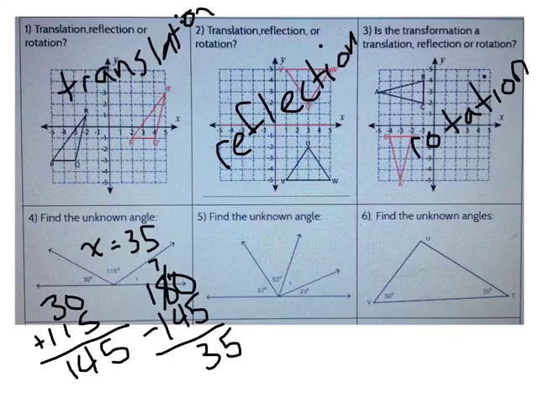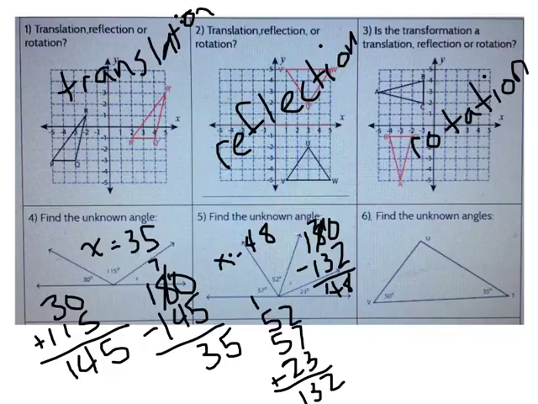Now you try one. What's the missing angle in number 5? The missing angle is 48 degrees. First I would need to add 52, 57, and 23. When I do that, I get 132. Then I can subtract from 180 to find the missing angle. 180 minus 132 is 48 degrees.